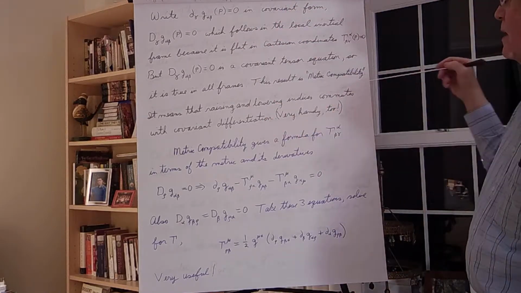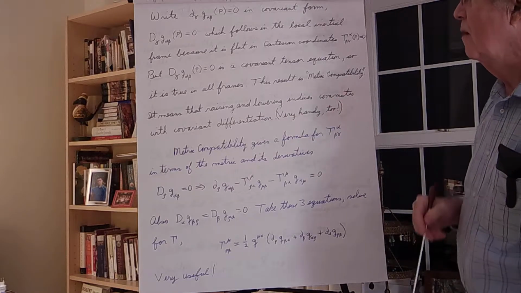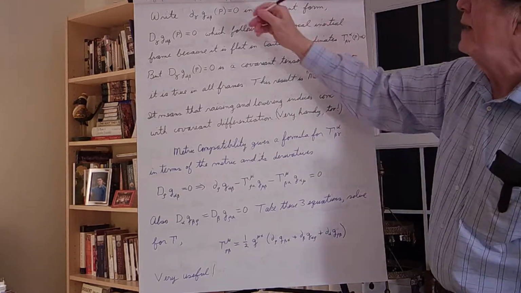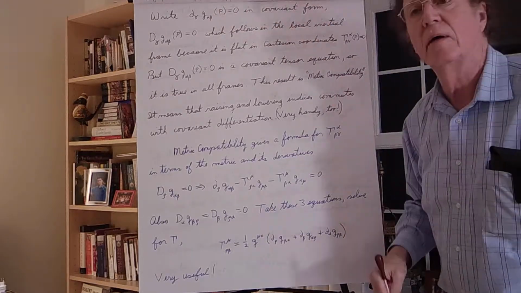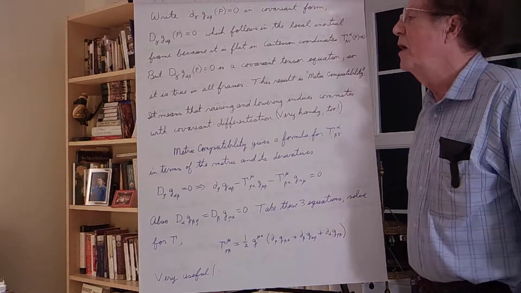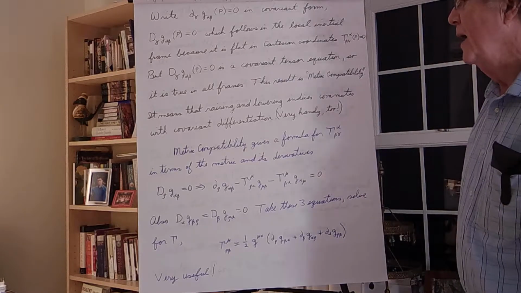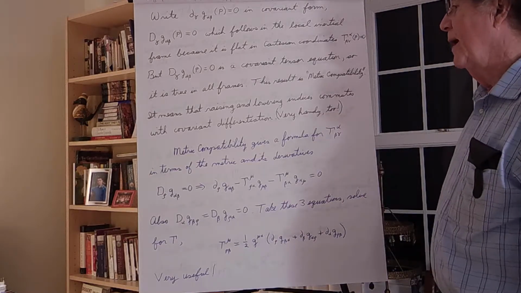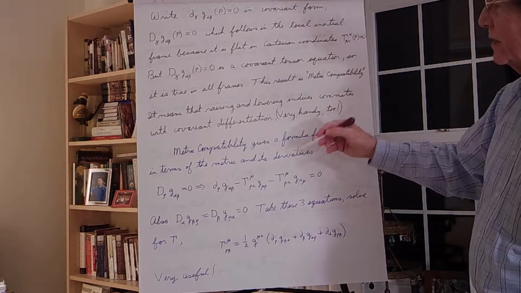This means that raising and lowering indices commutes with covariant differentiation. That's very useful. Anytime you see a covariant derivative hitting the metric, it's equal to 0, and you can check that. That means that if I raise coordinates in one frame, I raise them appropriately in any frame. And so we will be using that again and again. And here's an example of it.